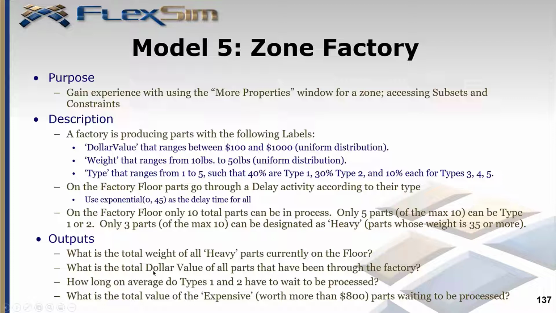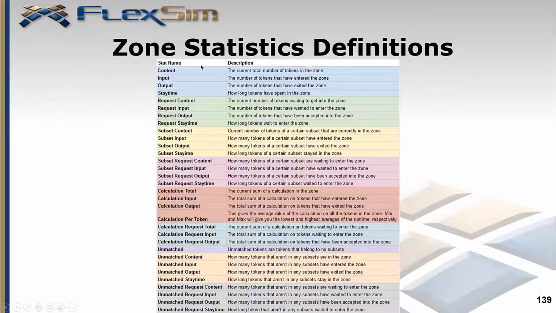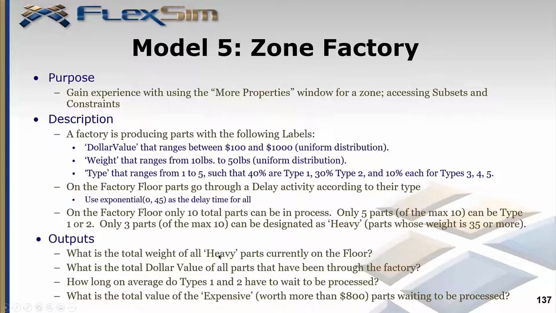Now, to help out with these stats, on the following slide, I have a short description of what each of the stats in the zone chart drop-down option mean. So you have a listing of all the individual stats and also a short definition of what they display. So hopefully taking this together with the description here, you'll be able to figure out what stat you want to report on from the zone and how you have to configure the zone to support that statistic.